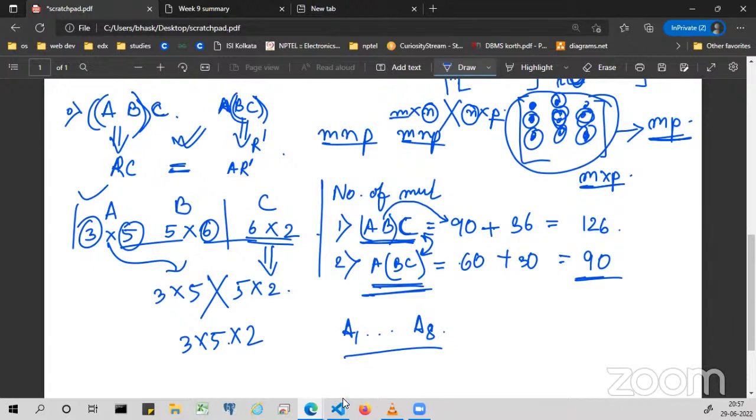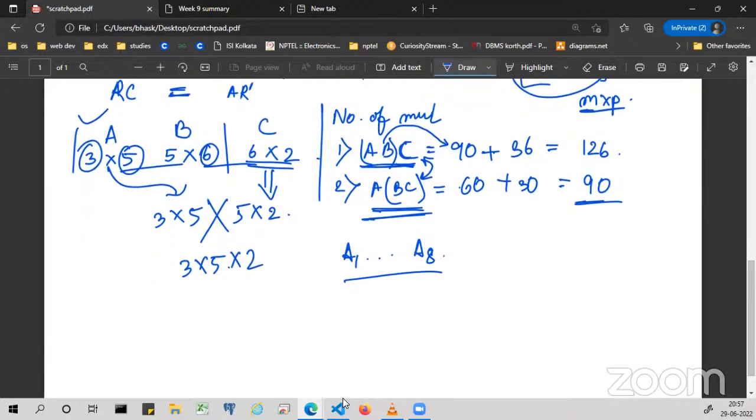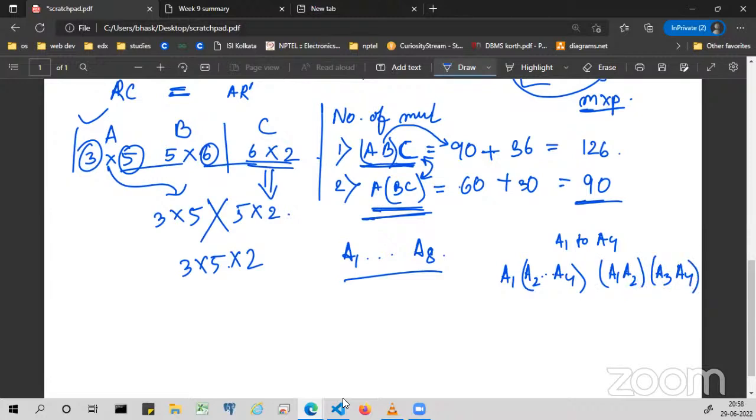Even with 4, how many possible ways would there be? There could be a lot, right? Even if I have A1 to A4, correct? I can have A1 multiplied with A2 to A4 as the first step. Or, let's say, A1 multiplied with A2, then A3, A4. That is maybe another step. I'm not enumerating all of them.